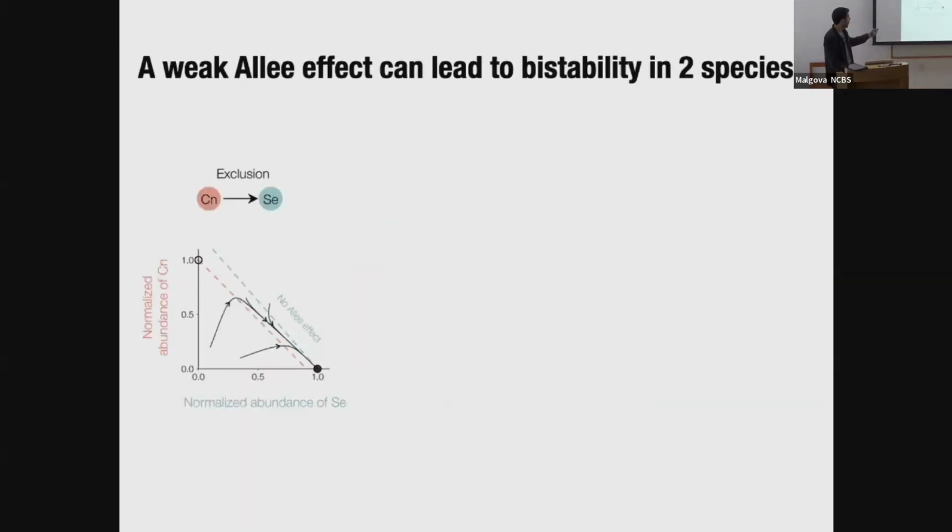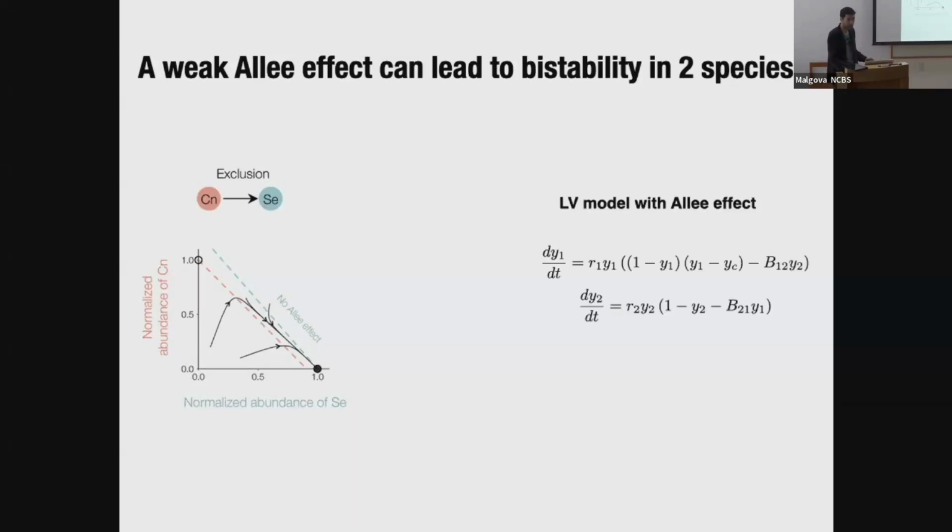And then we started wondering what will happen if our model incorporates this Allee effect. So here we have the result for competitive exclusion based on the Lotka-Volterra model. We have that species 1 is inhibiting species 2 in a stronger way than species 2 is inhibiting species 1. So with the Lotka-Volterra model, we will have competitive exclusion, with SE, this blue species, taking over the system. And now we wonder, okay, but what happens if this species has an Allee effect?